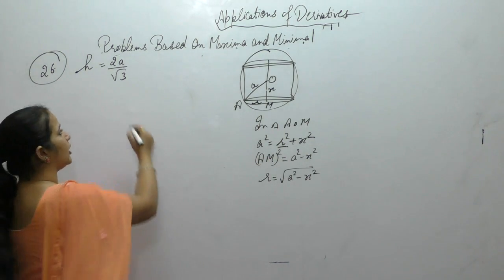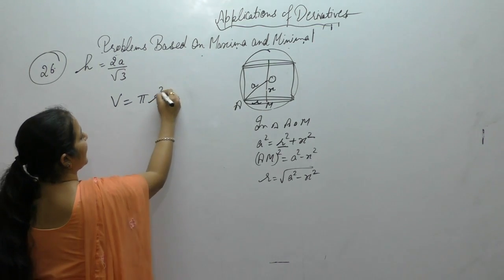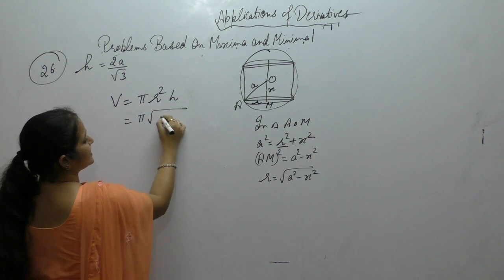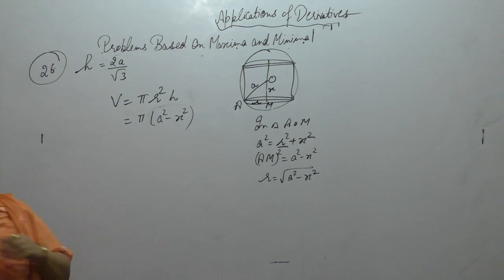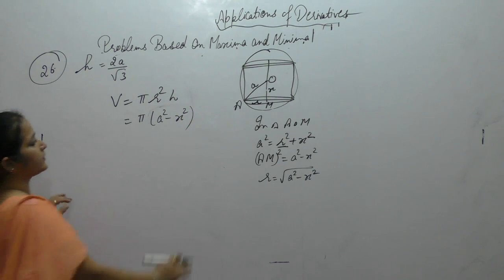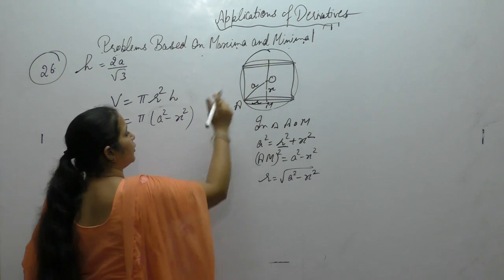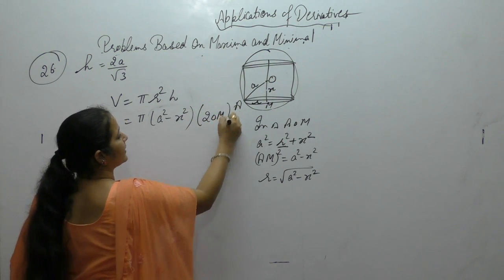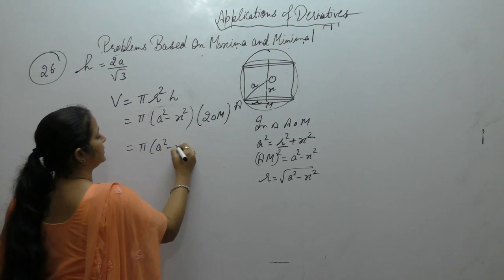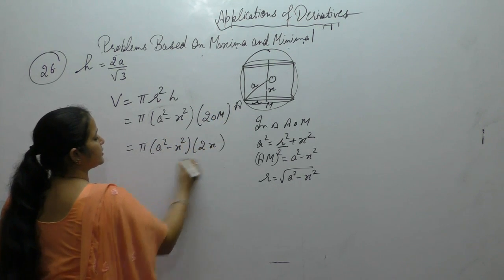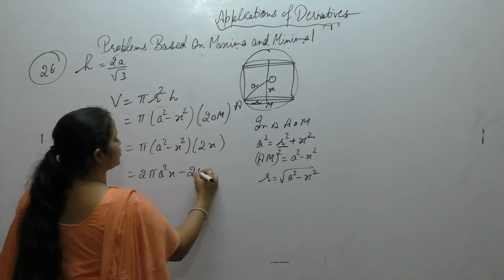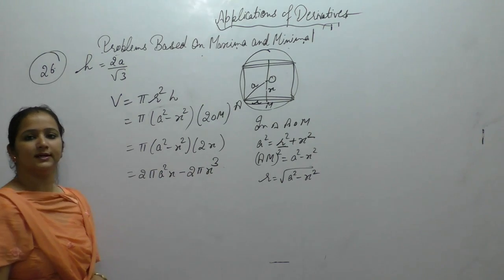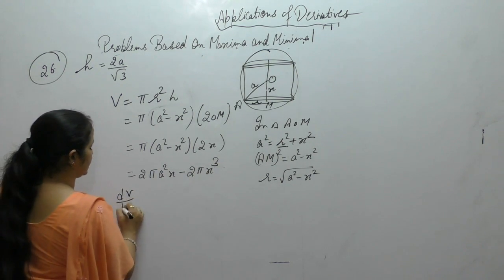Now we have to prove volume maximum. Volume of cylinder is pi R square H. Radius is A square minus x square. Height of the cylinder is, this is OM is x, so full height will be 2 times OM, that is 2x. So we get 2 pi A square x minus 2 pi x cube. Clear? Now differentiate it with respect to x.